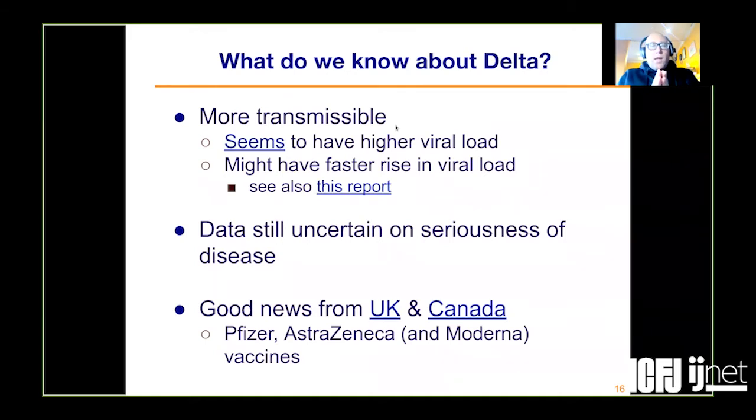In other words, if you start off with some people infected with, say, the alpha version and other people infected with the delta version, over time, the people with the delta version will infect more people. It has what we call a higher R0, okay? And this seems to be because people have a higher viral load.